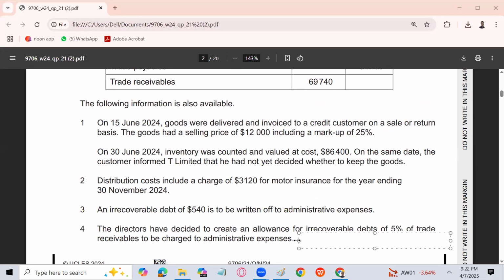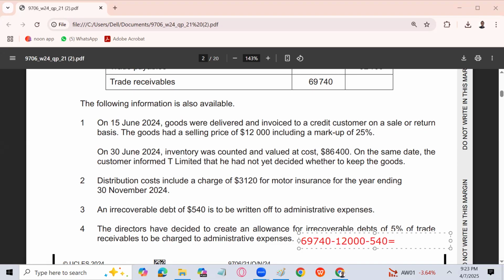First of all, 69,740. First of all, you have to subtract 12,000 from trade receivables because of the sale or return basis. Remember, in revenue we have subtracted 12,000 because it is not a part of the revenue. Same is the case with trade receivables. 12,000 is not a part of trade receivables. It needs to be subtracted. Then 540 of bad debts also need to be subtracted because they are bad debts. We are not able to recover them.